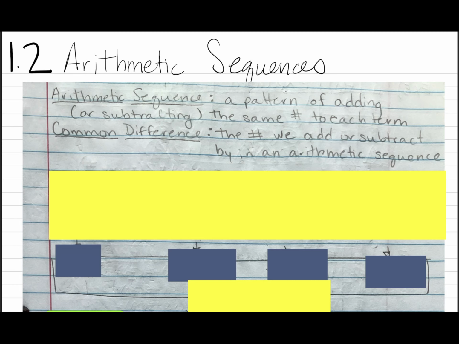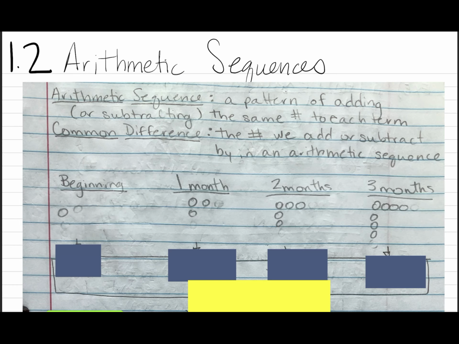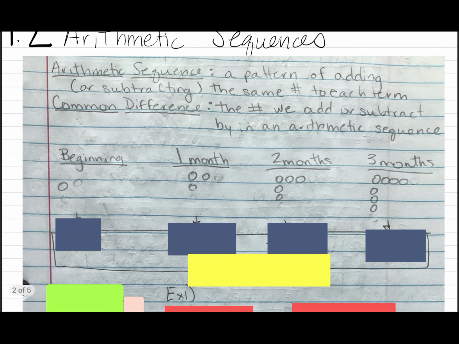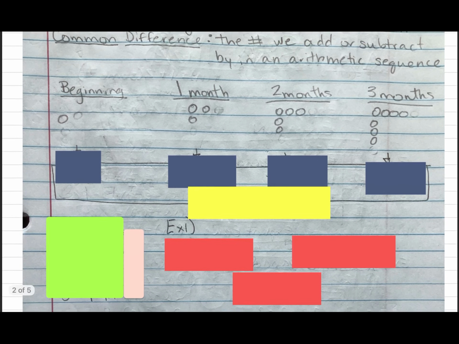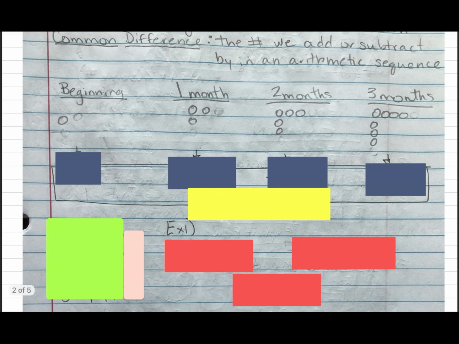Alright, so after that, we have this image. So at the beginning, we have 1 circle. At 1 month, we have 3 circles. At 2 months, we have 1, 2, 3, 4, 5 circles. At 3 months, we have 7 circles. Now, the first thing that we're going to do is write this in what we call function notation, because that's what we are going to be using a lot of in this unit.